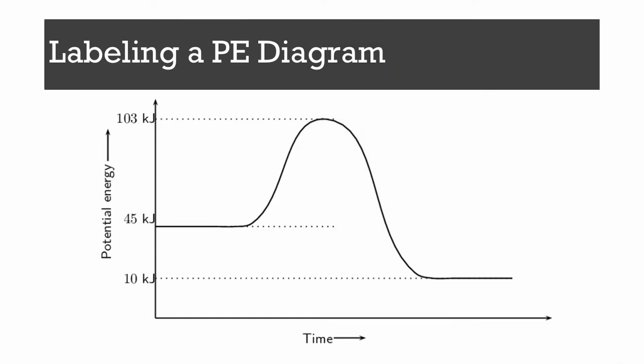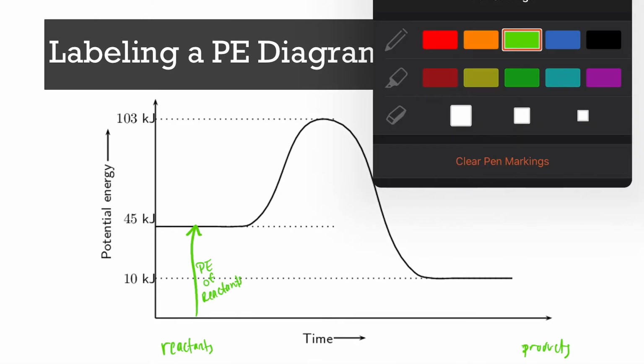Okay, so here is a blank potential energy diagram. First, do you think it's exothermic or endothermic? And so we're going to come back to that question in a second. But let's kind of start here. We have our reactants and we have our products. So if we're going up to this spot, this green line is our PE of our reactants. So our reactants have 45 kilojoules of stored energy, according to this.